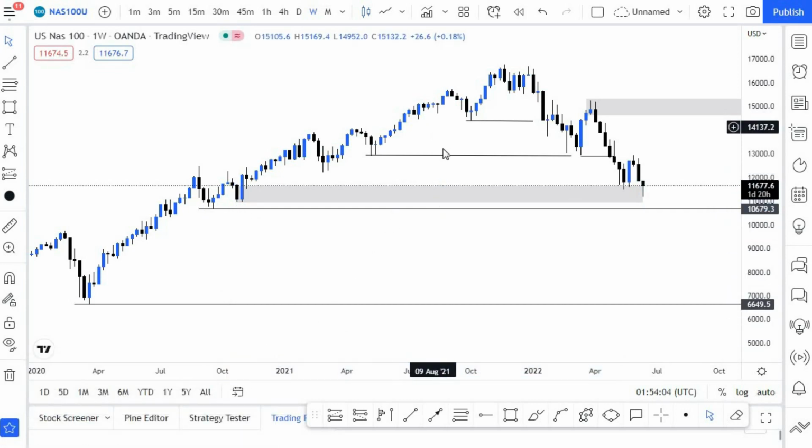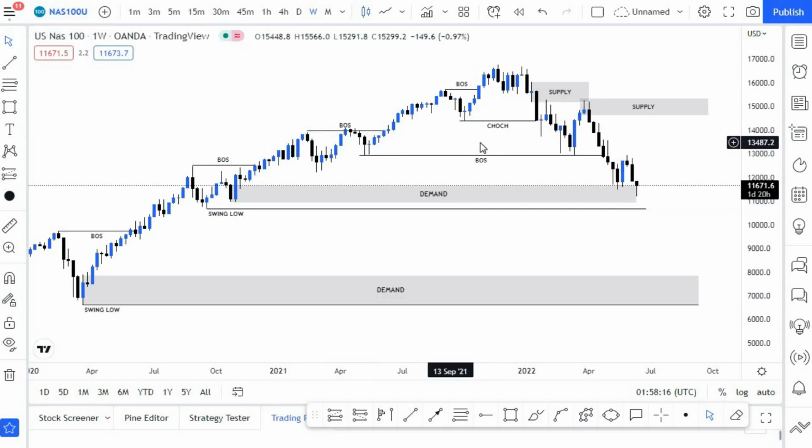Because now we understand this is a breakout structure where the change of character. Let me just label this. So now, as you can see, this will become clean for you to understand. Here at the top, we had a breakout structure and this was a change of character. And then the price continued going down, meaning here is where you now wait for the price to come and mitigate, and then the price will go way down.